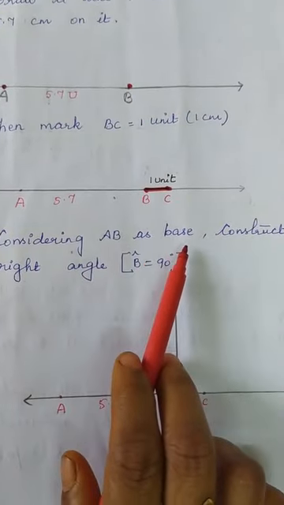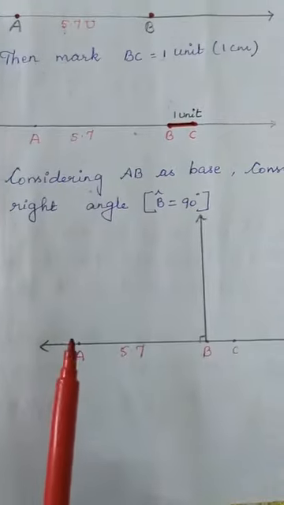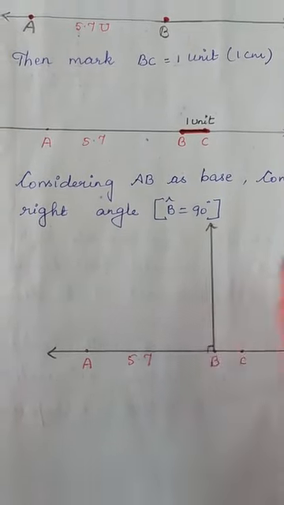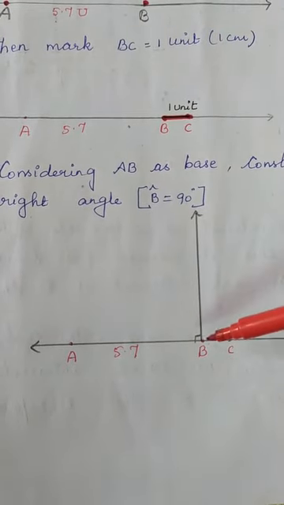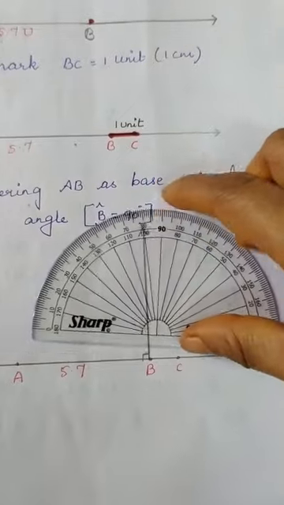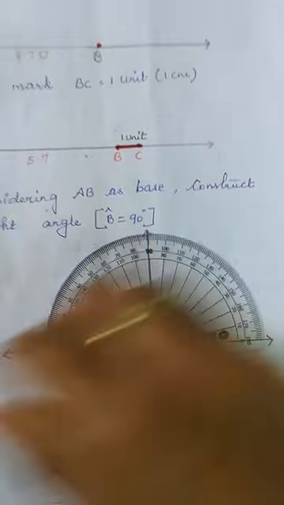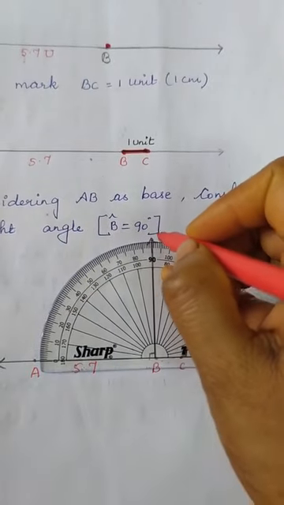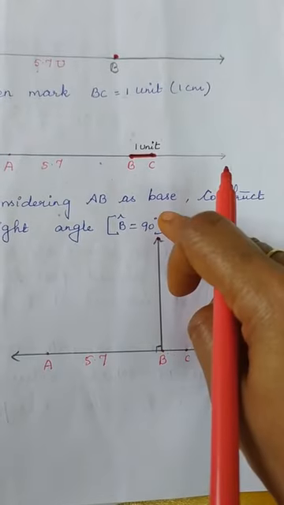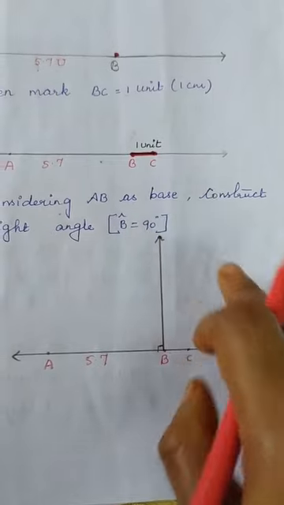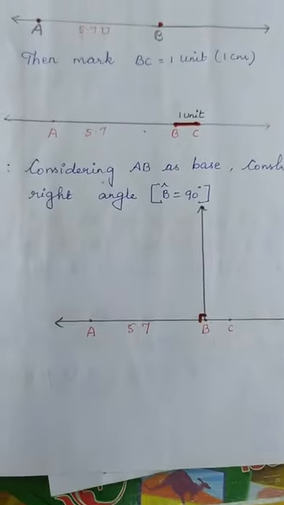Considering AB as base, construct a right angle. Children, now we need to consider AB as a base and we need to keep the protractor on B. So you all know that here you are going to keep a protractor. Then you are going to mark 90 degree. Where will you get the 90 degree, children? Here you will get the 90 degree. So here you are going to draw a ray. This is B, and how much is this? This is 90 degree.